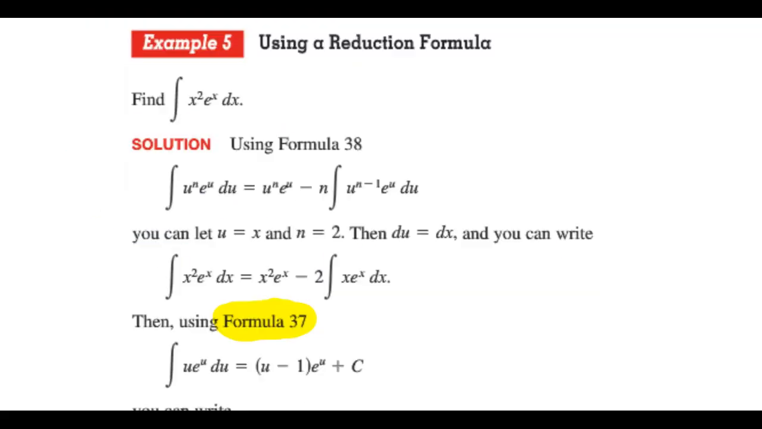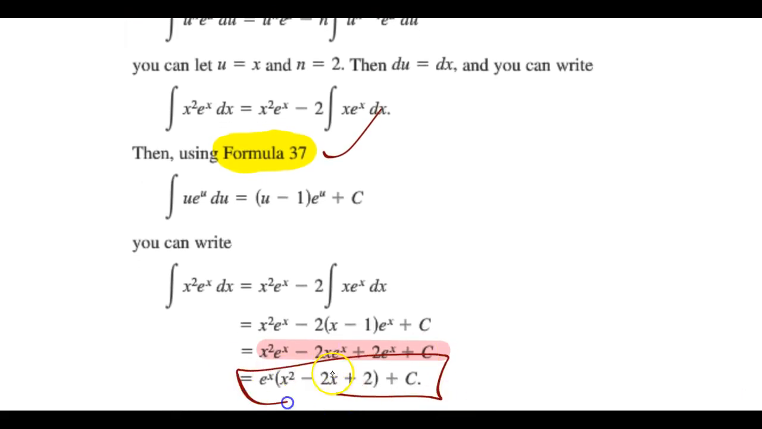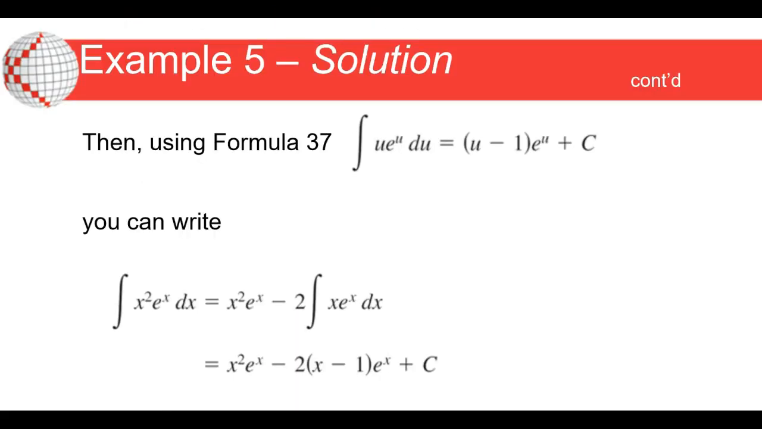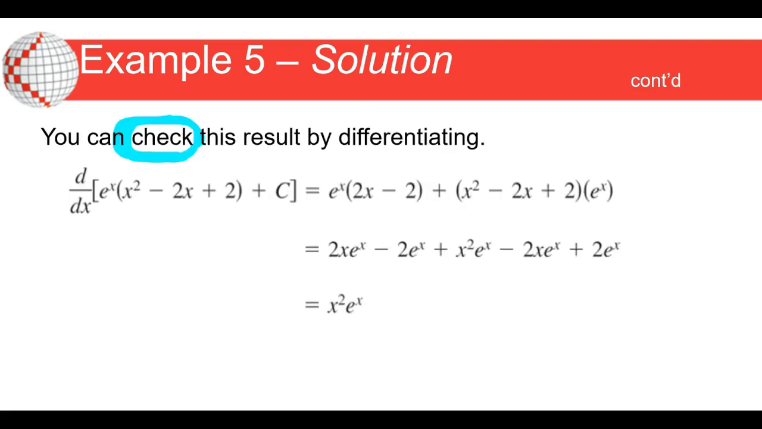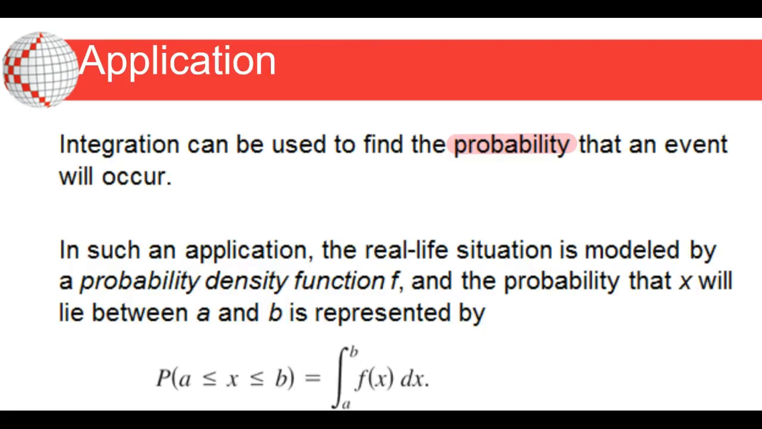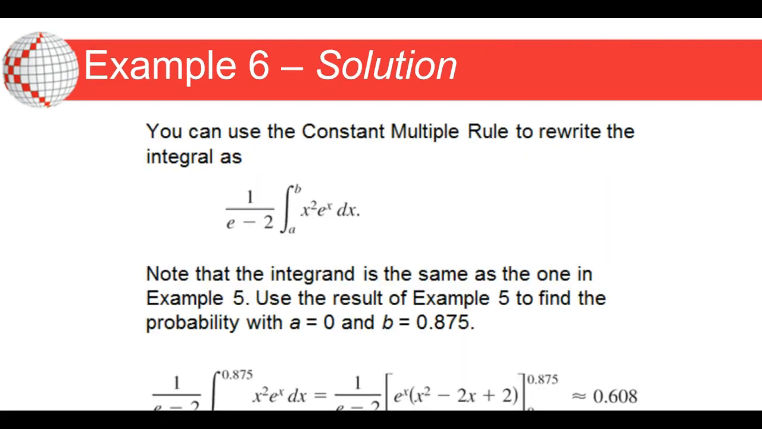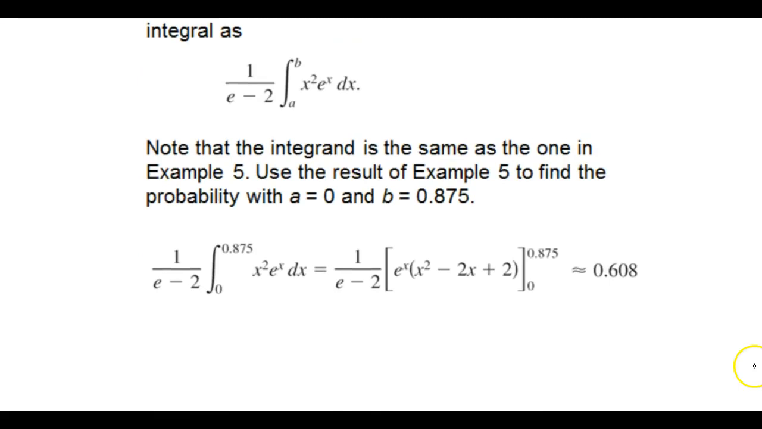Let's see what the author did. So good, using 38, then using 37, and they did a quick little rewrite as well. So there's the final answer for example number 5. We can always do a check by taking the derivative of that. And then the application would be, here's a story problem. Can we integrate this from A to B? And it looks like the A term is 0 and the B term is 0.875. So we go ahead and just use the exact same formula that we did before.